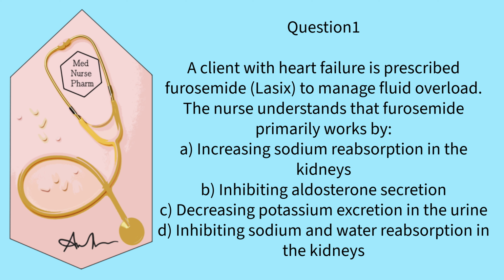The nurse understands that furosemide primarily works by: A, increasing sodium reabsorption in the kidneys; B, inhibiting aldosterone secretion; C, decreasing potassium excretion in the urine; D, inhibiting sodium and water reabsorption in the kidneys. Pause the video and select your answer.